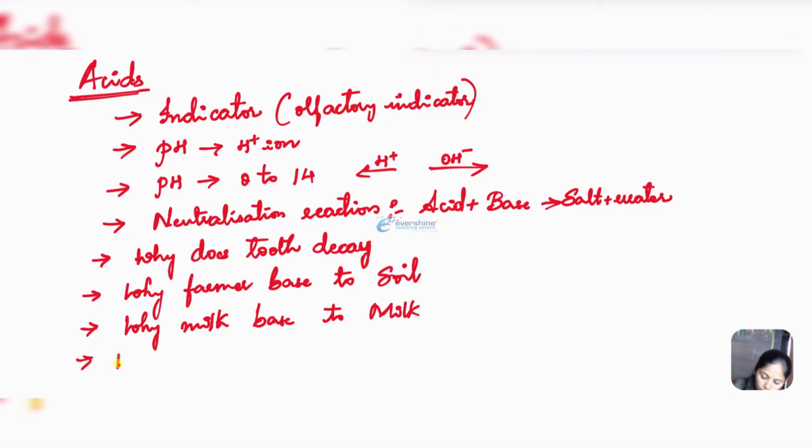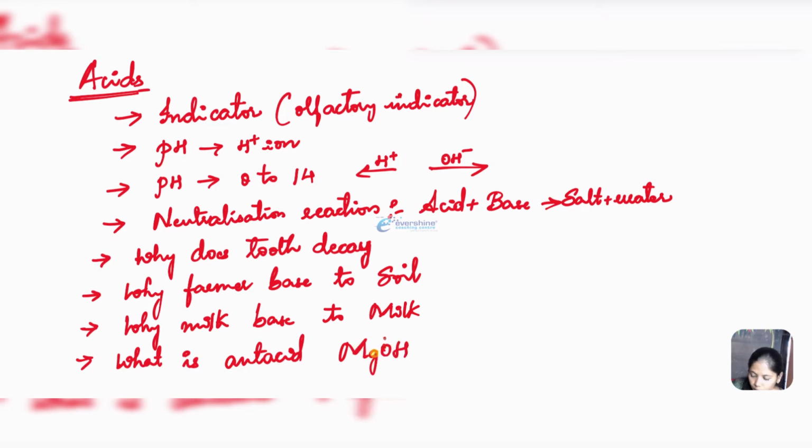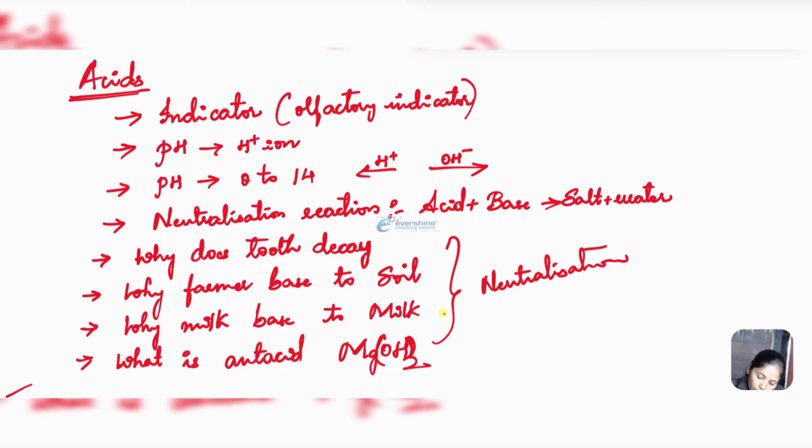Then what is an antacid is also an important question they'll ask in the exam. Antacid example: Mg(OH)2, milk of magnesia, is a very good antacid. It reduces the acidity in the stomach. These are all the important questions I'm writing down, based on the neutralization reaction. Why does tooth decay? Why does a farmer add base to soil? Why does a milkman add base to milk? What is an antacid? Give an example of an antacid. Or in a choose the correct answer, Mg(OH)2 is a very good antacid.